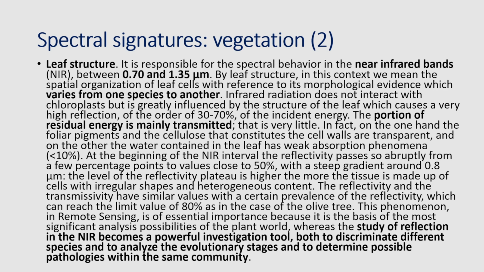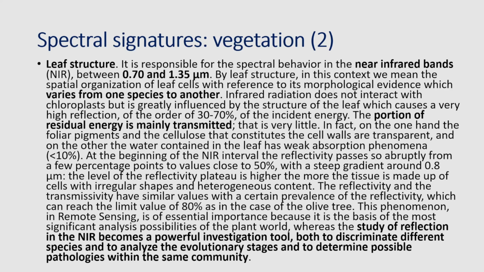The portion of residual energy is mainly transmitted, that is very little. In fact, on the one hand the foliar pigments and the cellulose that constitutes the cell walls are transparent, and on the other the water contained in the leaf has weak absorption phenomena, less than 10%. At the beginning of the NIR interval the reflectivity passes so abruptly from a few percentage points to values close to 50%, with a steep gradient around 0.8 µm.